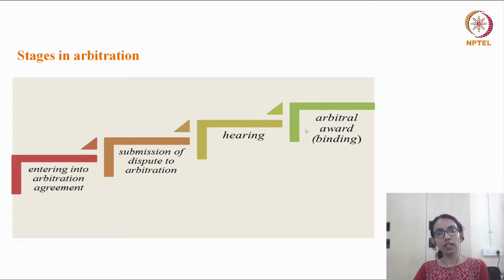So, the first stage in an arbitration process would be the parties entering into an arbitration agreement. And then, through this arbitration agreement, they submit their dispute to be resolved through arbitration. Thereafter, there is a hearing before the arbitrator, and finally, the arbitrator pronounces the award, which is called arbitral award. It is pertinent to note that this arbitral award is legally binding and is enforceable through the courts, like any other ordinary judgment that is pronounced by the courts.